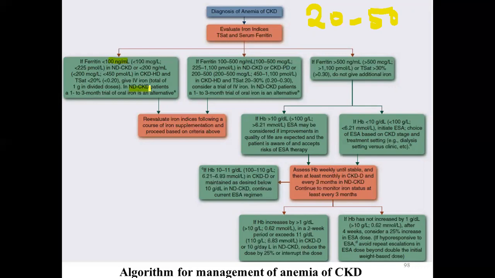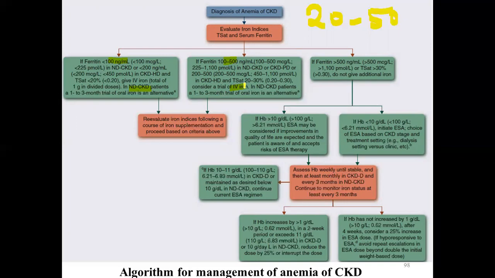However, if the ferritin level is between 100 to 500 and the saturation is between 20 to 30%, now still we need to consider. A trial of IV iron can also be considered, but still for a non-dialysis patient, oral iron supplementation is usually recommended. It's much less expensive and the risk of side effects is very minimal.